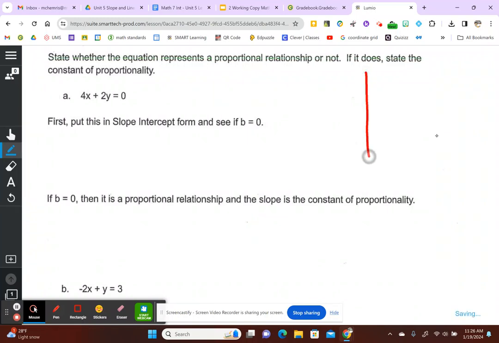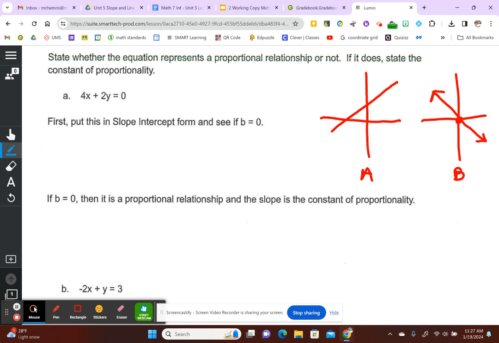So let's first look at a graphic representation. So here, I'm going to draw two linear equations. One of them represents a proportional relationship. One of them does not. So you think to yourself, is it line A or line B? Hopefully you said the answer is line B, because it's a line that goes through the origin. This is a line, but it doesn't go through the origin. So this is not a proportional relationship. And the next one is a proportional relationship because it goes through the origin.